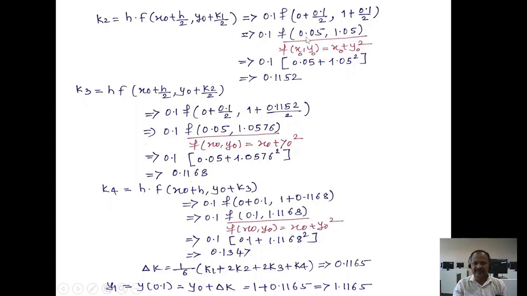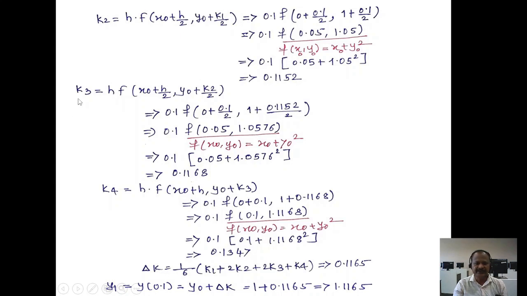Now here we get one function, f of 0.05 comma 1.05. So the equation is f of x0 comma y0 is equal to (x0 plus y0) bracket square. This equation is given. So below this you can take x0 as 0.05 plus y as 1.05, bracket square. Simplify this, multiply with 0.1, and we'll get the answer 0.1152.